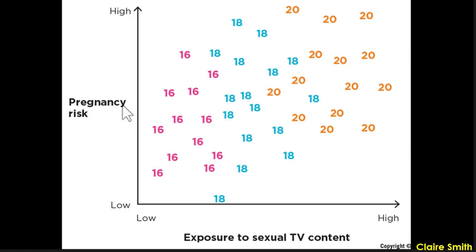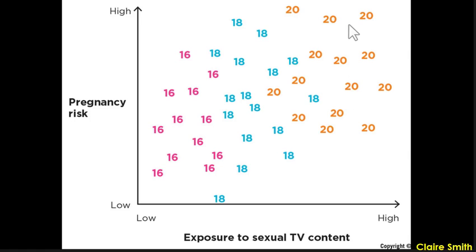We talked about this in the last chapter as well, but if we look at just 20-year-olds, there would probably be, if we were to actually do the statistics, zero association now in just 20-year-olds between pregnancy risk and exposure to sexual TV content. Same as 18-year-olds, right? A line through that would probably be pretty flat, and 16-year-olds as well. So if we end up with data like this, it would definitely be a third variable problem.